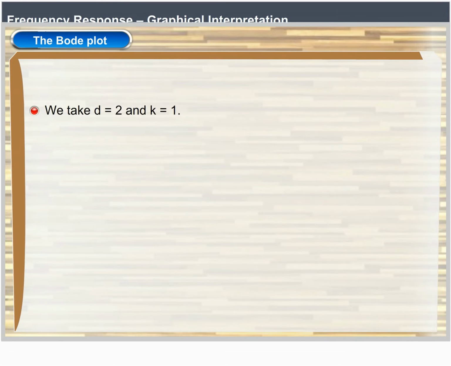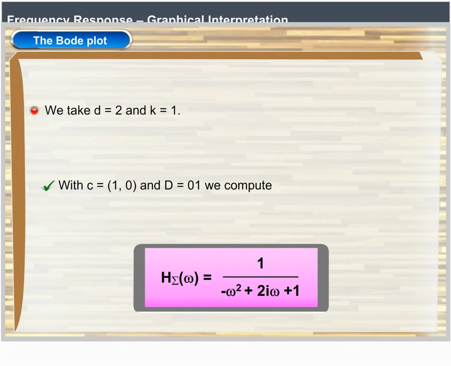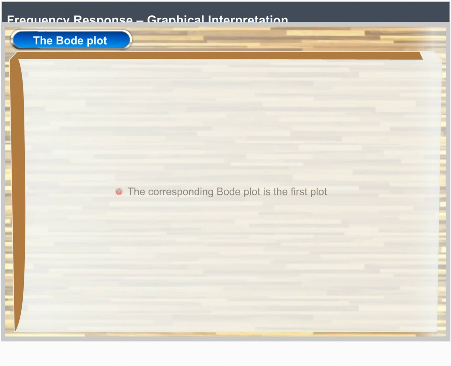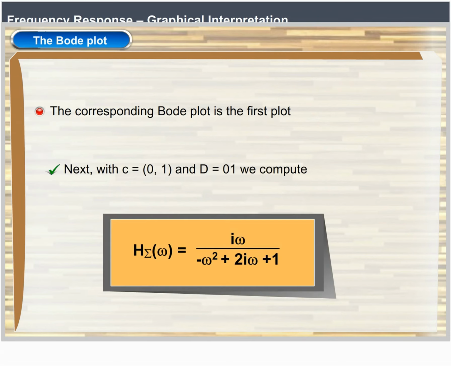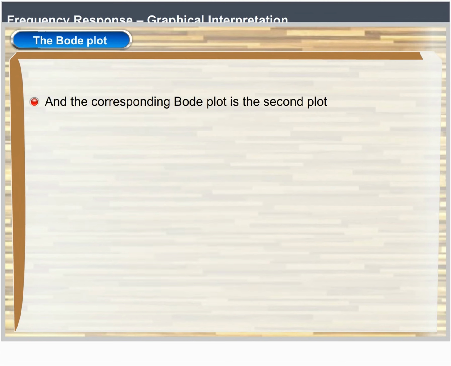We take d equal to 2 and k equal to 1 with c equal to 1, 0 and d equal to 0, 1. We compute H sigma of omega equal to 1 divided by minus omega square plus 2i omega plus 1. The corresponding Bode plot is the first plot in the below figure. Next, with c equal to 0, 1 and d equal to 0, 1, we compute H sigma of omega equal to i omega divided by minus omega square plus 2i omega plus 1. And the corresponding Bode plot is the second plot in the below figure.